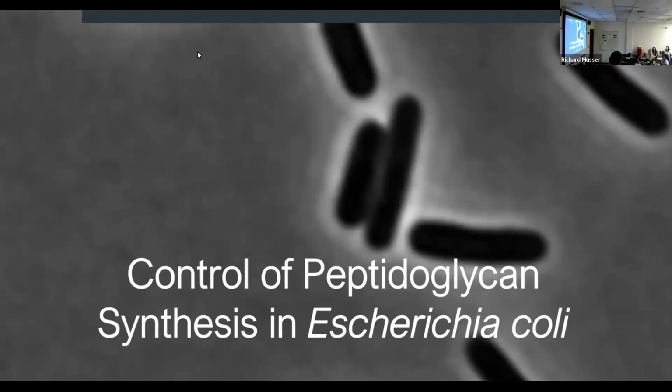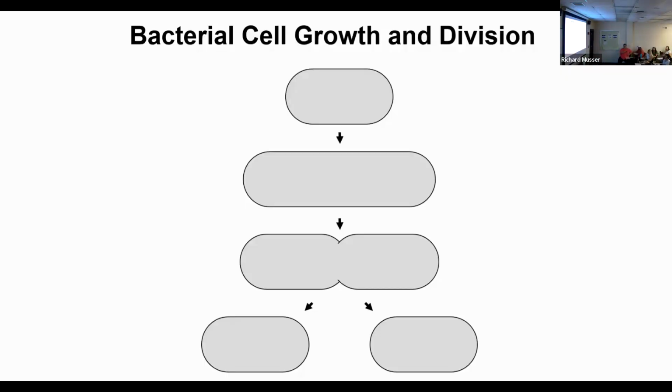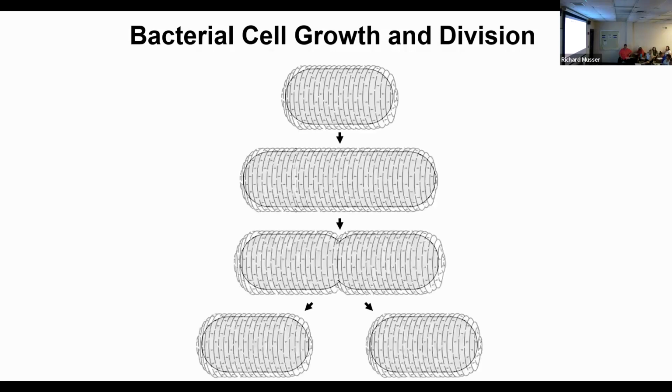Thank you. So, control of peptidoglycan synthesis in Escherichia coli, better known as E. coli. A fundamental question in biology is how do you grow and divide a cell? And in bacteriology, this question is a little more complicated because the question becomes, how do you grow and divide a cell inside of a cage?